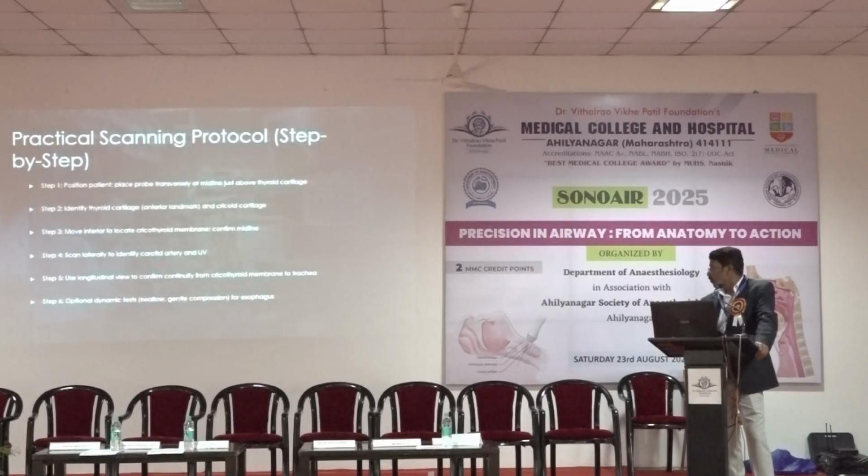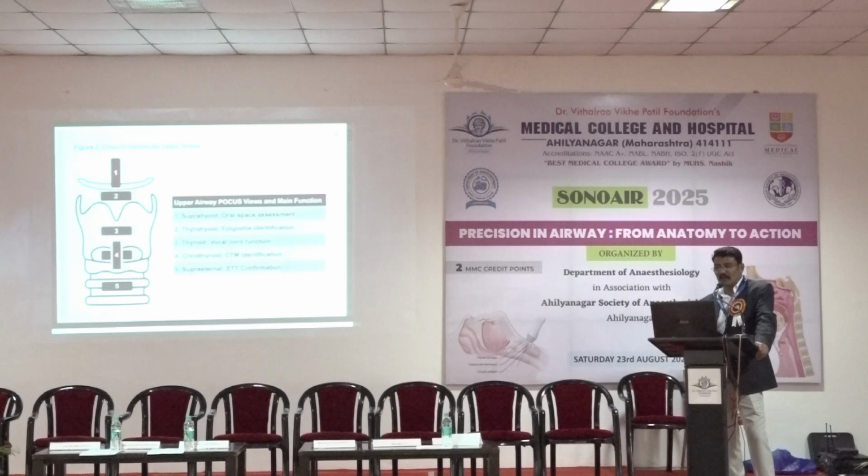This figure orients you about the placement of the probe. Number one is showing a probe in a longitudinal direction, above the hyoid bone. Then number two shows placement of the probe horizontally from the hyoid bone to the thyroid cartilage. Then the third one is horizontal placement of the probe on the thyroid cartilage, where you can see structures like vocal cords, anterior commissure and epiglottis in this view.